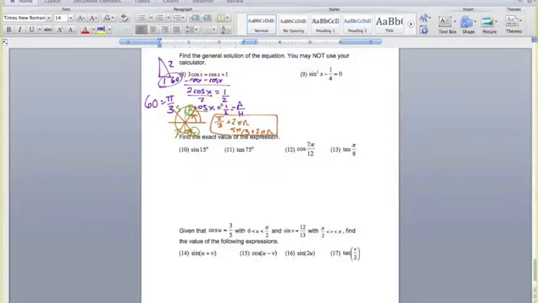For number 9, I'm going to start by adding the 1/4 to both sides. Our goal is to get the trig function alone, and it's not totally alone right now because it's sine squared, it's not just sine. So to undo a square, we need to take a square root. When we take a square root of a fraction, we take the square root of the top and the square root of the bottom, and we get a plus or minus.